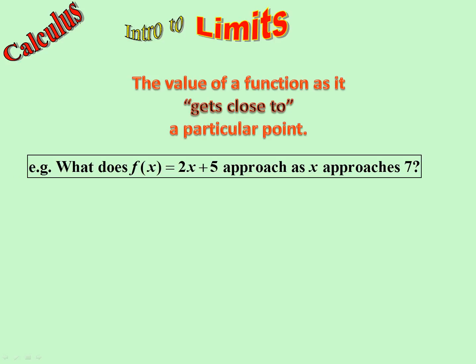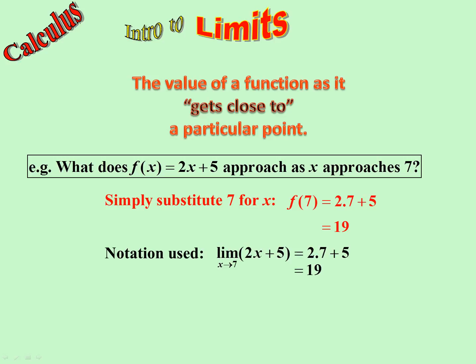Well, quite simply, let's just substitute and see what happens first. There we are. A lot of maths is that. Try it, and if it works, it works. If it doesn't, then we start worrying about it. So f of 7 is 19, that is what f of x approaches. There's the notation for a limit, and it says limit of 2x plus 5 as x tends to 7.